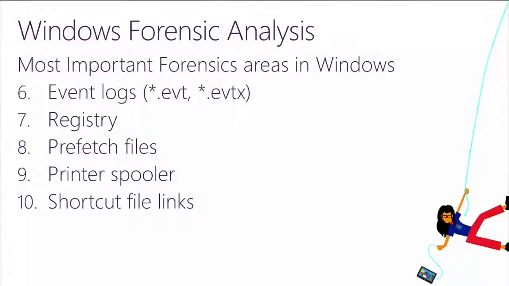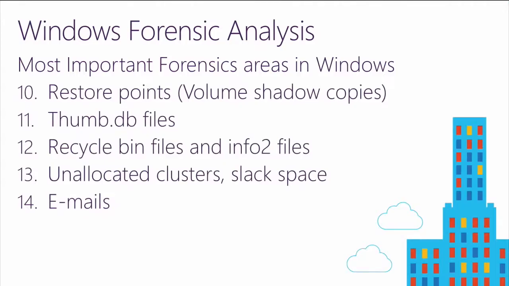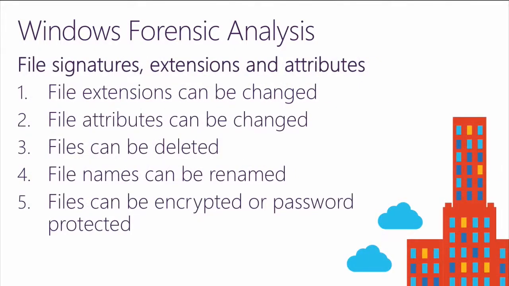All right. I just spoke about what Windows forensic analysis requires. The important things here: we should be able to see the logs. Forensics on Windows is all about the registry. We should be able to browse the registry and the prefetch files. It could be a printer, it could be a shortcut to the links, but everything is kept in Windows for us to be able to look into it. It's also important to look at the restore points, the VSS copies, the thumbs.db files, recycle bin, unallocated clusters, and emails. These are usually the files that we look into.